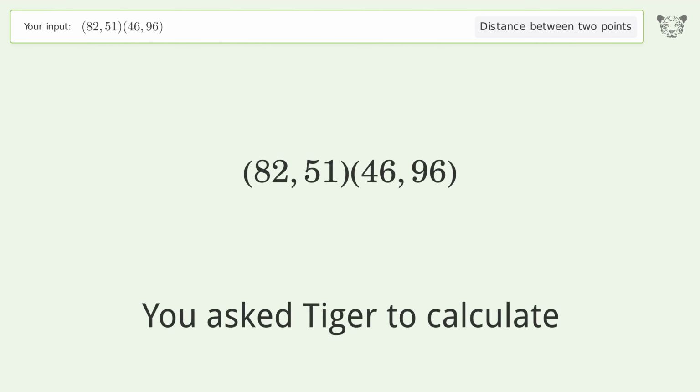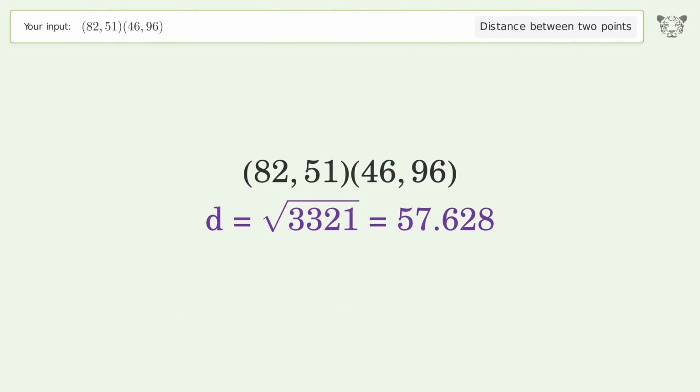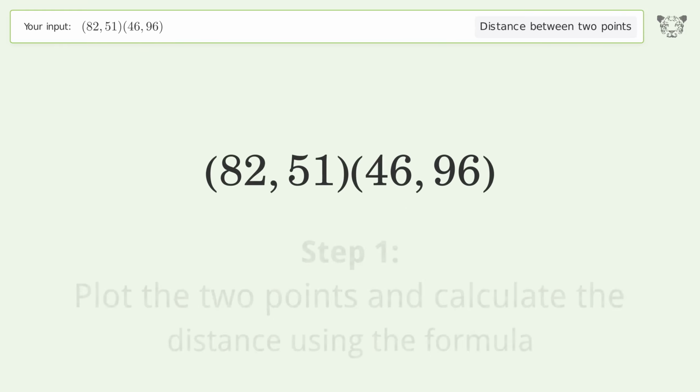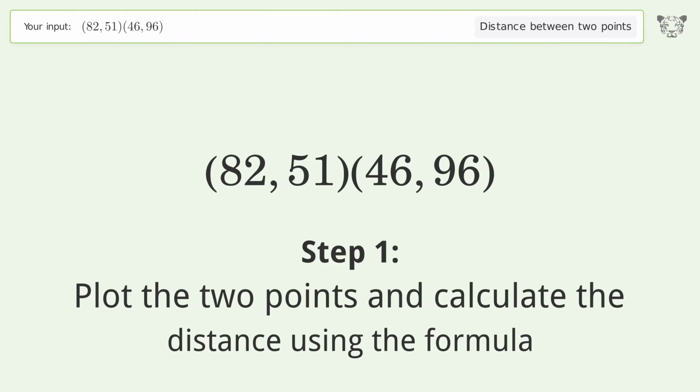You ask Tiger to calculate. This deals with the distance between 2 points. The distance between the 2 points is the square root of 3,321, or 57.628. Let's solve it step by step. Plot the 2 points and calculate the distance using the formula.